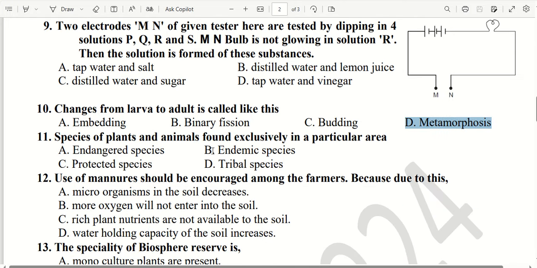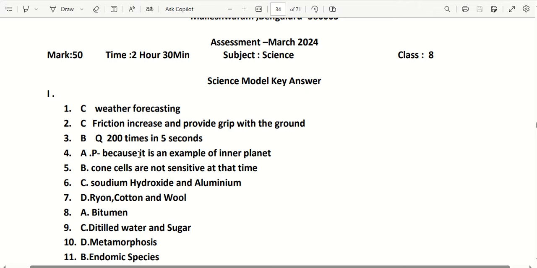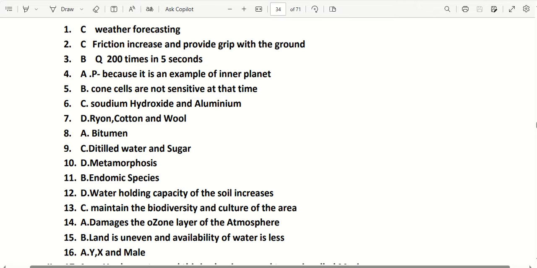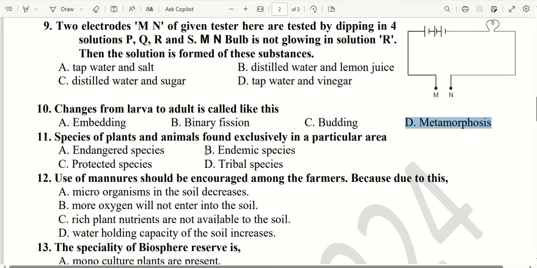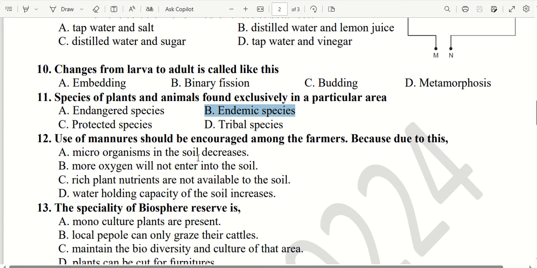Species of plants and animals found exclusively in a particular area are called, I think option D is the correct answer, the endemic species. Then, use of manure should be encouraged among the farmers because due to this the water holding capacity of the soil increases. Option D is the correct answer.